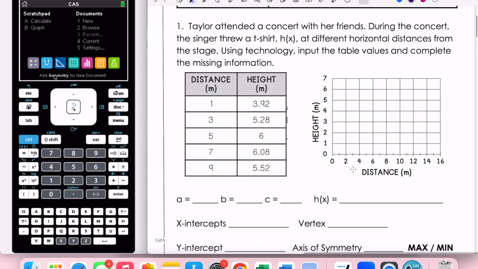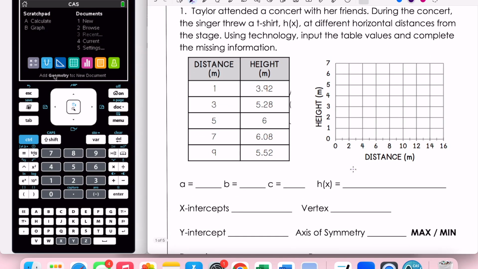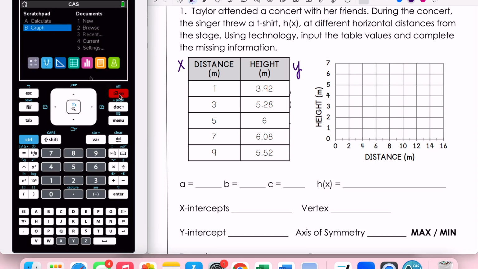So let's go and take a look at number 1. Number 1 said Taylor attended a concert with her friends. During the concert, the singer threw a t-shirt h of x at different horizontal distances from the stage. Using technology, input the table of values and complete the missing information. So remember, the left column are your x's, the right column are your y's. So we're going to start off by coming over to our calculator, and I am going to open up a list and spreadsheets window.